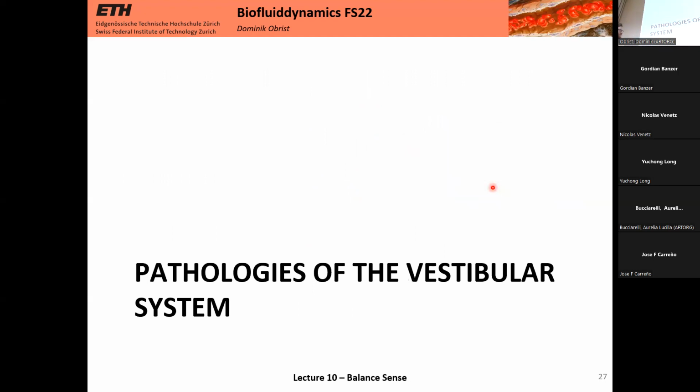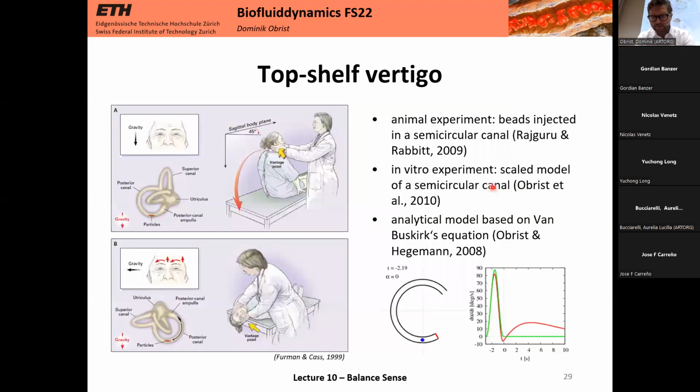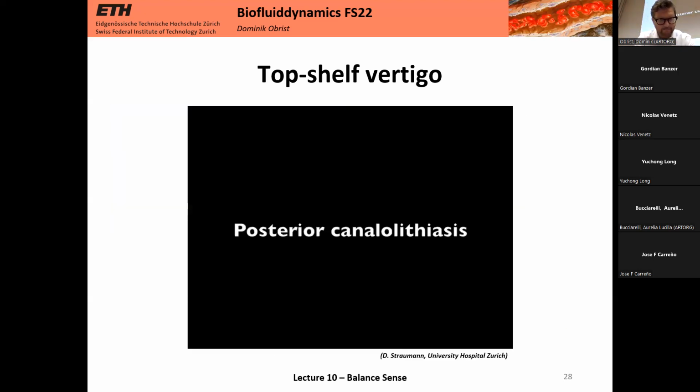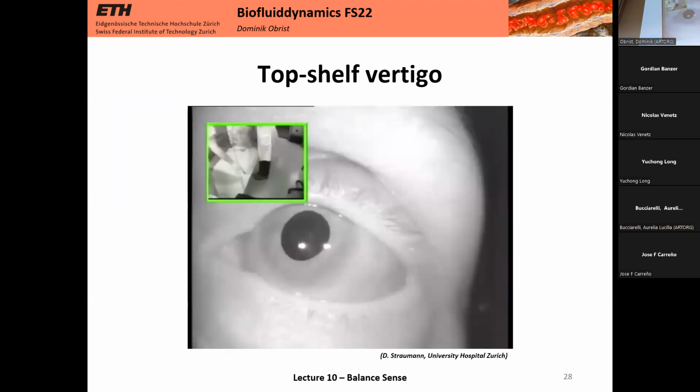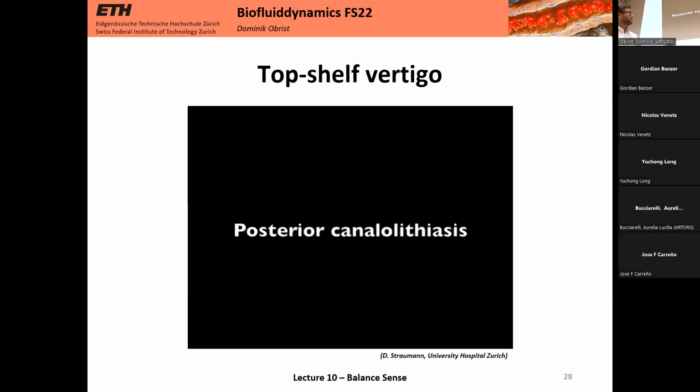Let us spend the last 30 minutes now on pathologies of the vestibular system. And I would like to show you again this movie here. Maybe I tell you first what you will see. On the top left, you have a little inset. Maybe look at this one first, the green bordered inset.